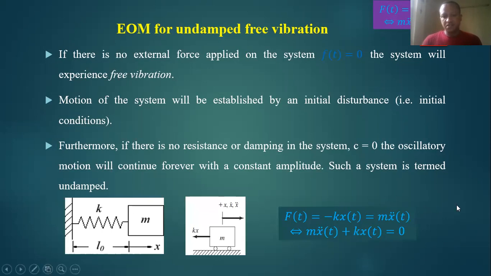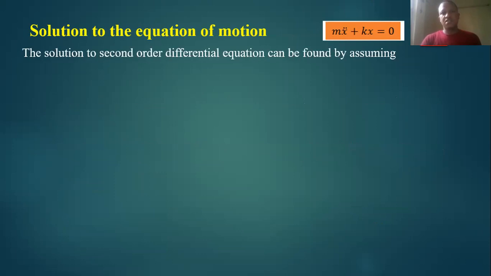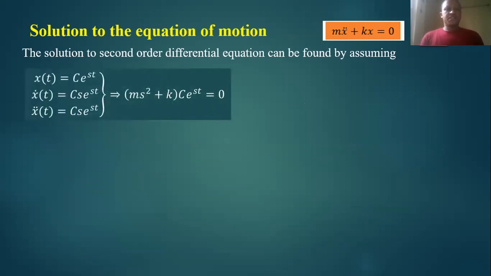Okay, so this is the governing equation of undamped free vibration. Now, the solution to the governing equation. The solution is for a second order differential equation. For example, x of t is the solution for m x double dot plus k x is equal to 0. This is a second order differential equation of homogeneous type, because the term on the right is 0.